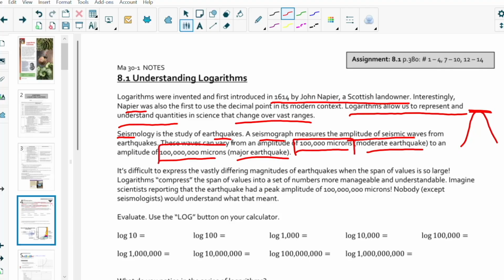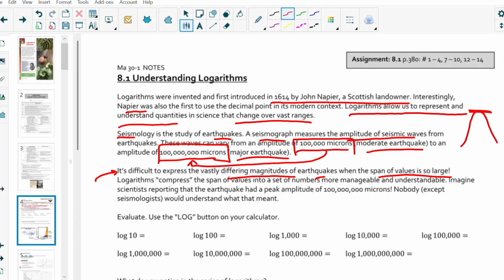Well, earthquakes can also be measured in amplitudes of hundreds of millions of microns, possibly. It's difficult to express the vastly differing magnitudes of earthquakes when the span of values is so large. To go from 100,000 microns to 100 million microns, that's a lot of space. Logarithms, as we'll see in our numerical example below, compress the span of values into a set of numbers more manageable and understandable.